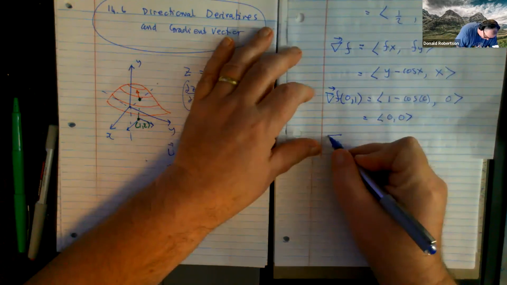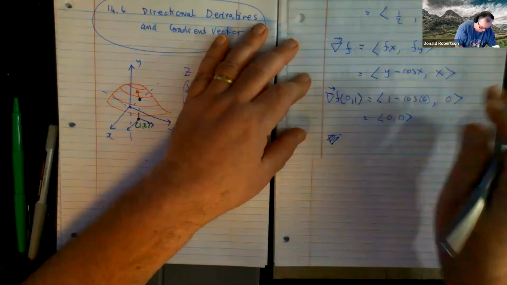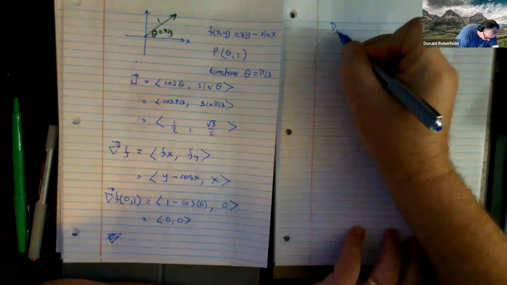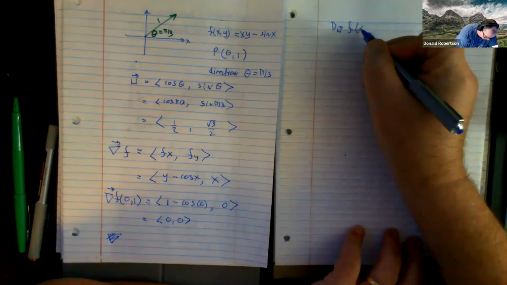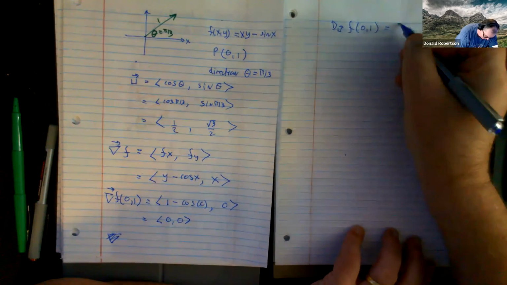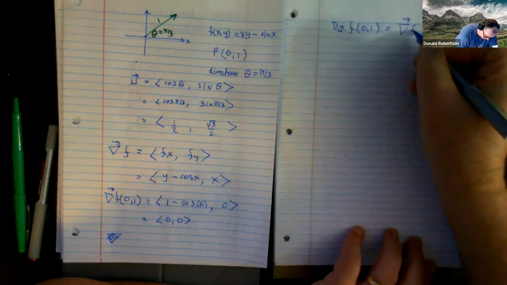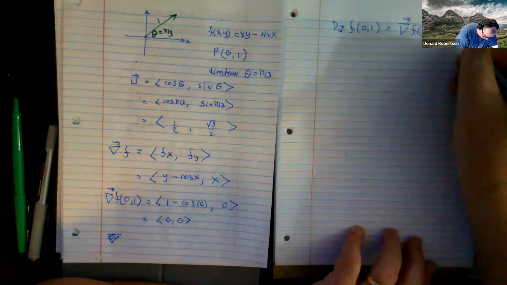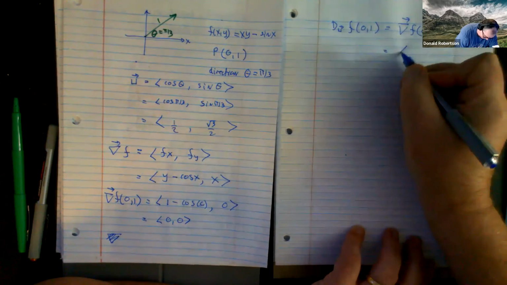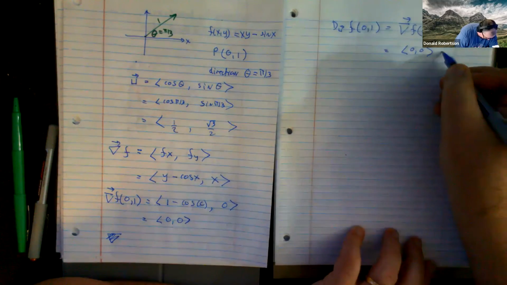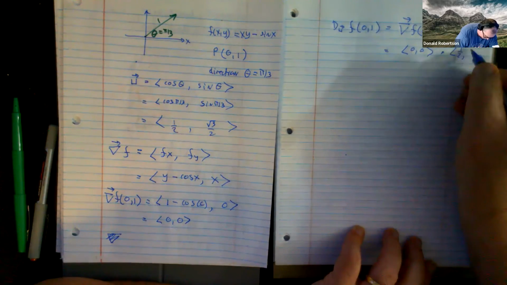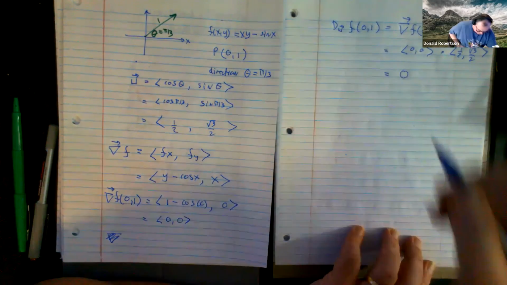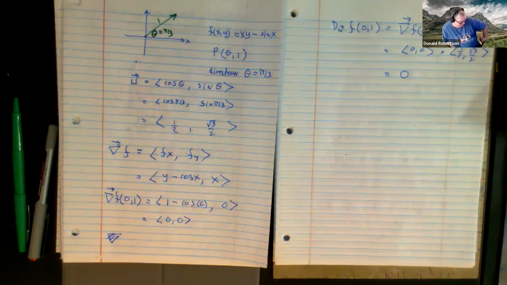And the directional derivative, oops, in the next page, I think. The directional derivative of this function at the point 0, 1 is the dot product of the gradient at 0, 1 with the unit vector. And this guy is 0, 0. And this guy is 1/2, root 3 upon 2. And we have got a 0.